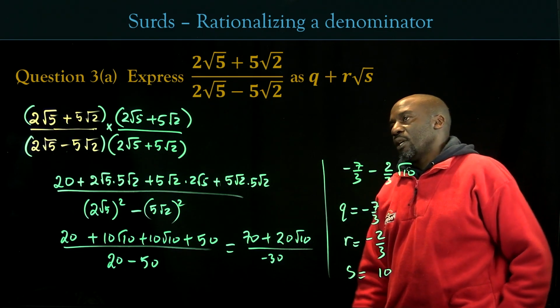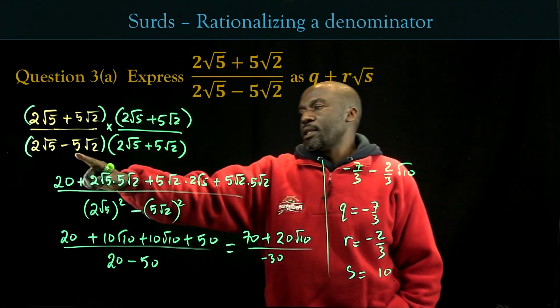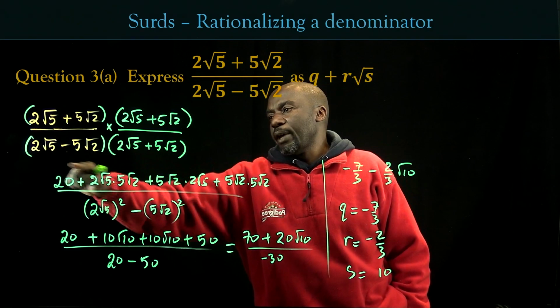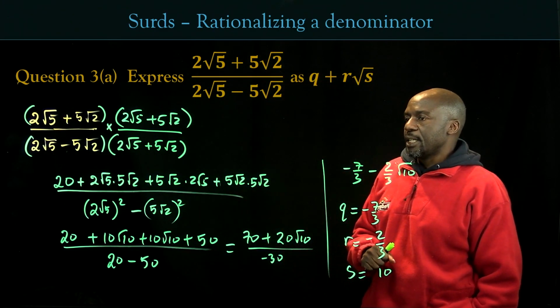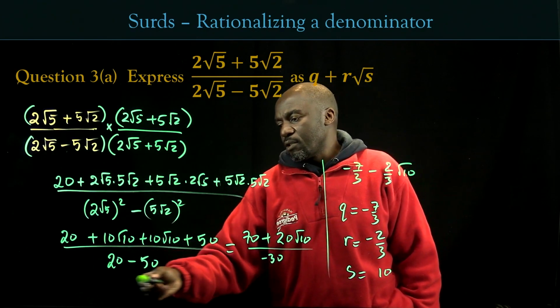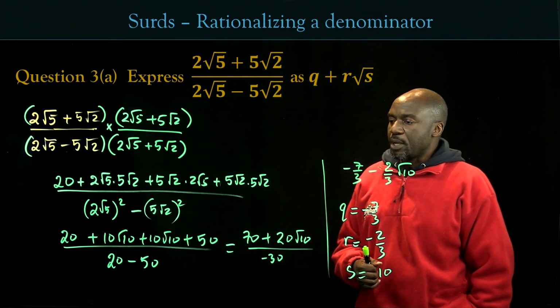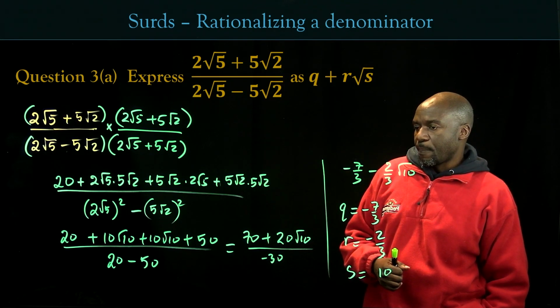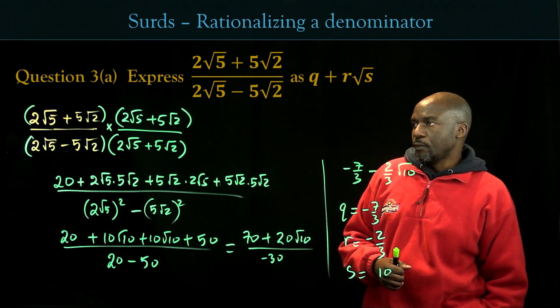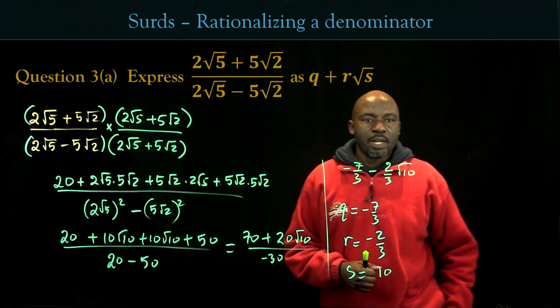The only trick we've used here is the conjugate pair. If I multiply and divide by the conjugate of the denominator, we get rid of the square root signs in the denominator, which makes life much, much easier. Okay? All right, we will look at the next question.